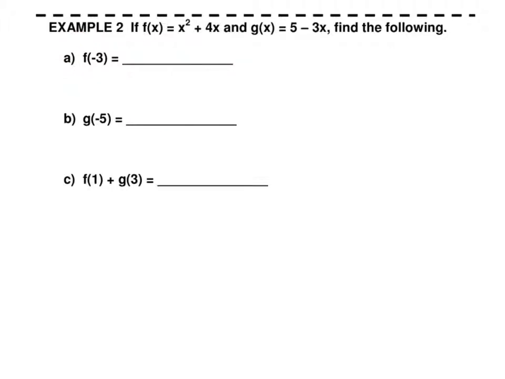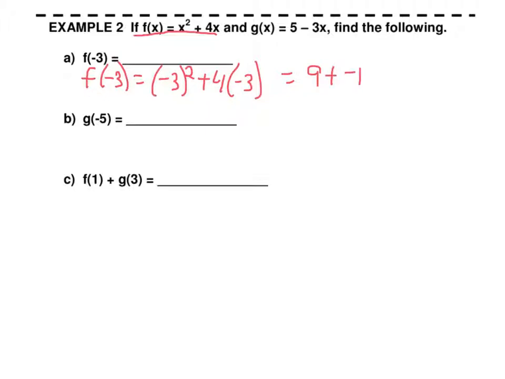So all we're going to do is write f of -3, and we're going to use this function because it has the f, and then I replace the x values with a -3. So I am going to put a -3 squared plus 4 times a -3. And that's going to give me -3 times -3 is +9, plus 4 times a -3, which is -12. So I have 9 plus a -12, which is -3.